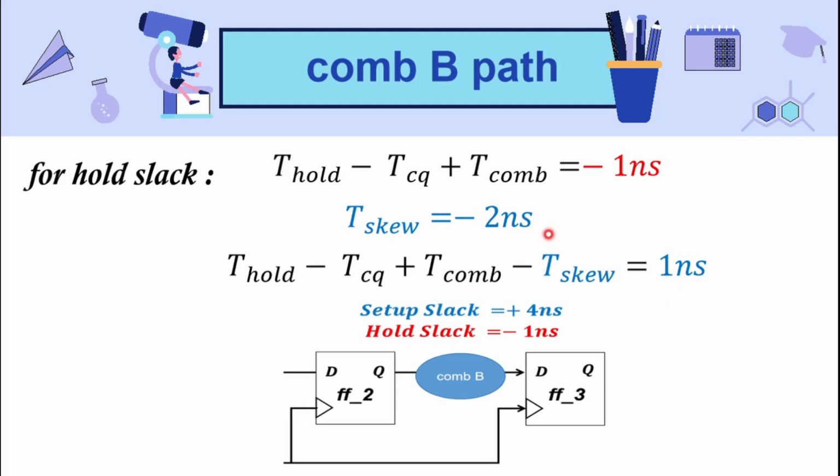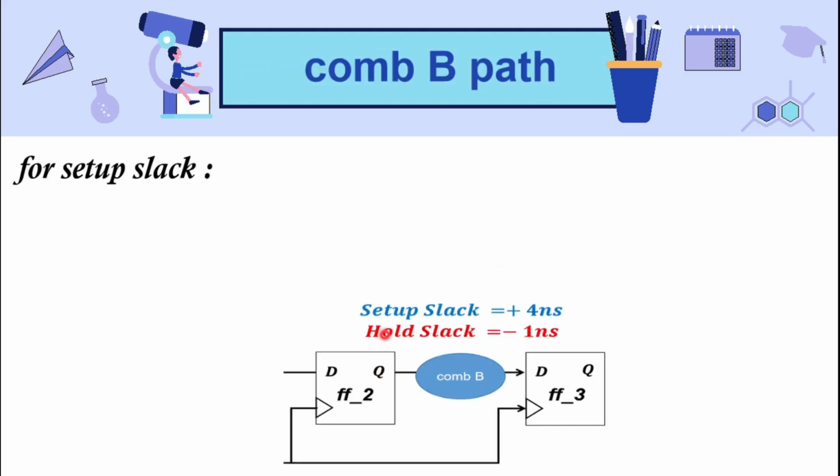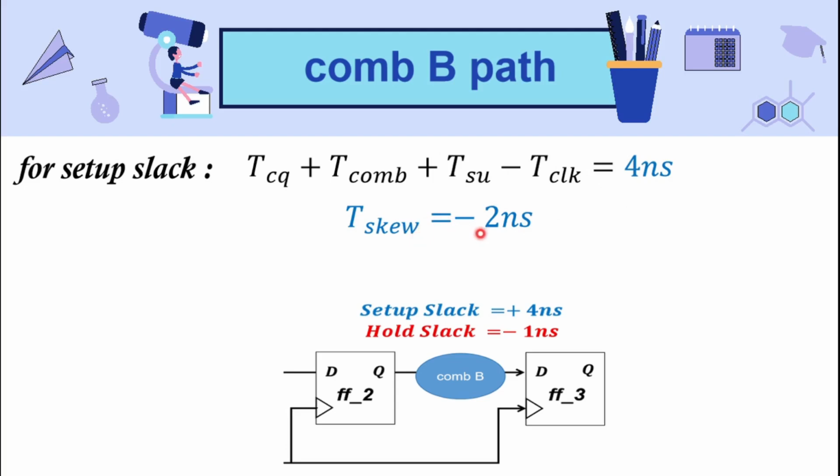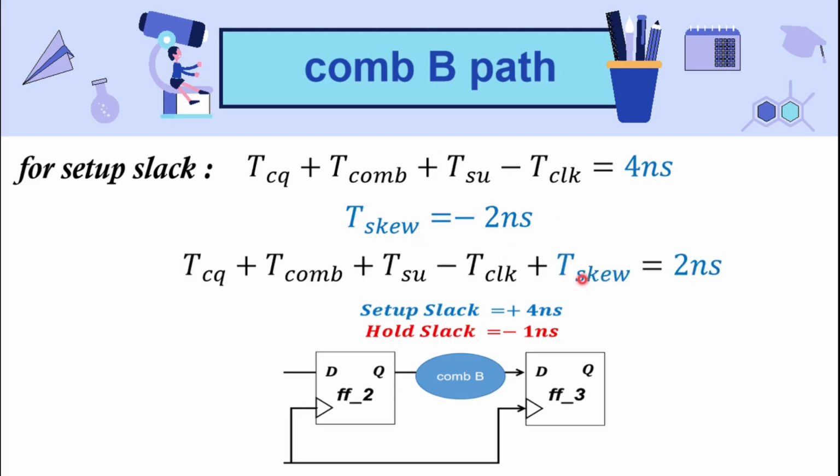Let's see if this negative skew has any harmful effect on the setup time. As you can see here, setup slack equals positive 4 nanoseconds. We can calculate it from the equation, and by applying the negative skew to the equation, we're gonna find out that the new value of setup slack equals 2 nanoseconds. So the slack is satisfied, and setup is also satisfied by using this new value of negative skew.